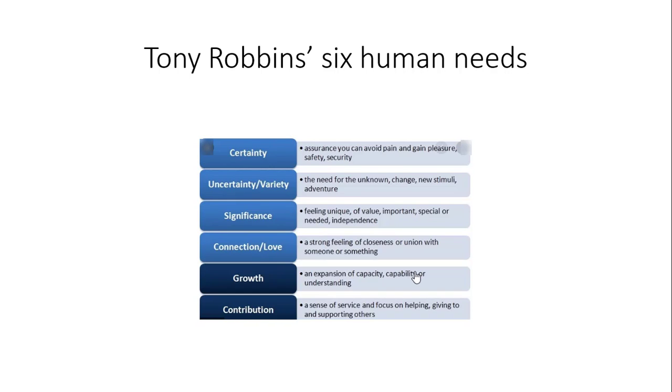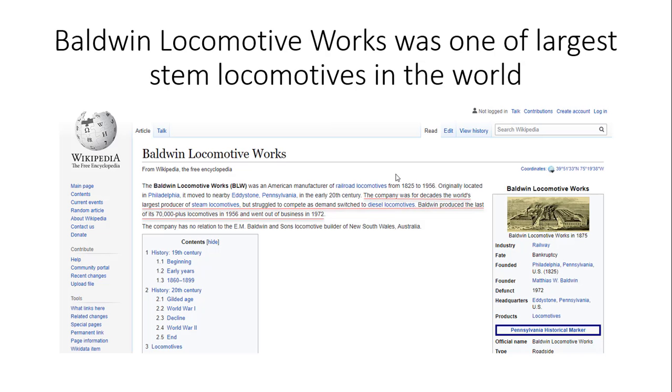So this is the foundation for all of the business we are in. And so then let's go to this one, and I want to tell you how important it is. I'm not sure any of you have heard about a company called Baldwin Locomotive Works, called BLW. BLW was one of the American manufacturers of railroad locomotives from 1825 to 1956.